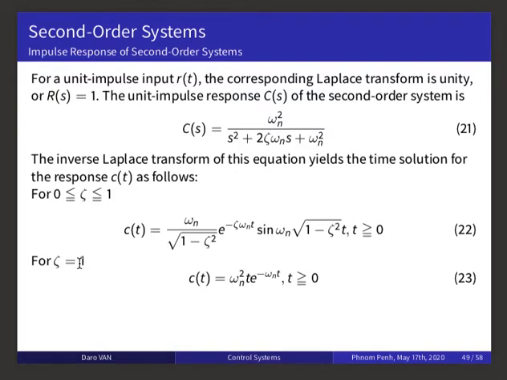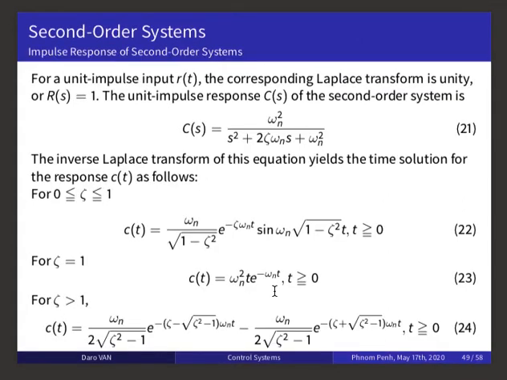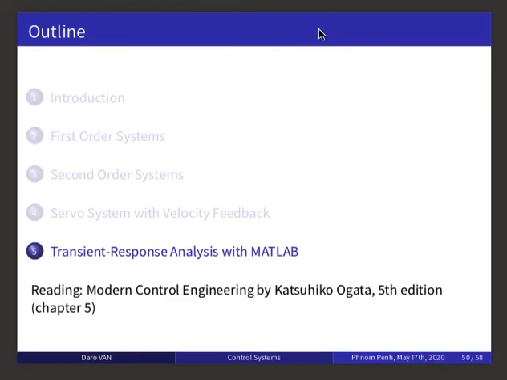In case zeta equals 1, you will end up having this c(t), which is a function of omega n and t. In case zeta is larger than 1, you will have these equations. For more detailed explanation, please go to chapter 5 of the book. Okay, thank you.